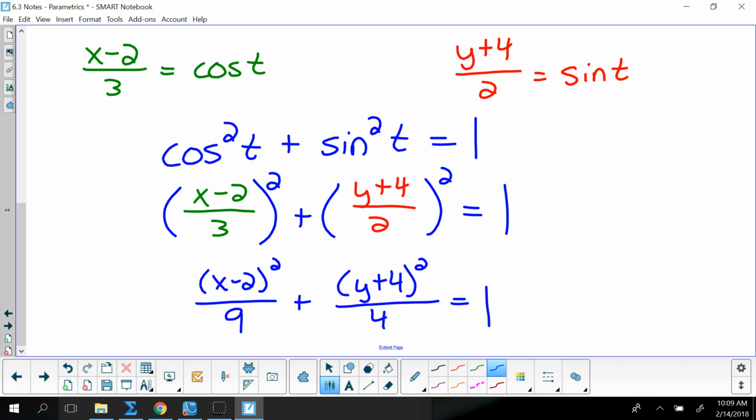Okay? And then an ellipse is a stretch in one direction of a circle. So this would tell me then that I would go to that point, 2, -4. And then from that point, I'm going to go 3 horizontally in both directions. And that's going to be the endpoints of what's called my major axis. Then I'm going to go 2 from that center point vertically in both directions. And that's going to be the endpoints of my minor axis. An ellipse has a major axis, which is the longer one, and a minor one, which is the shorter one. Okay? And then I just draw in my nice little oval.